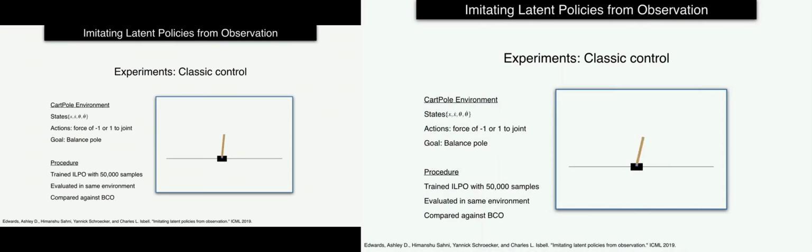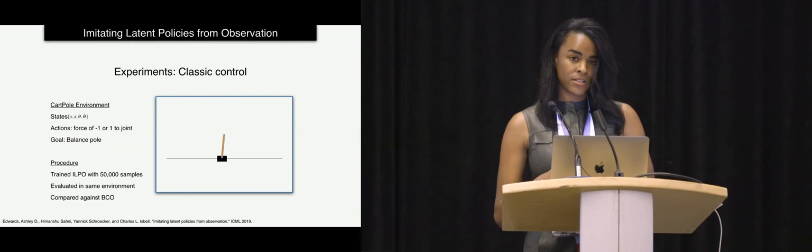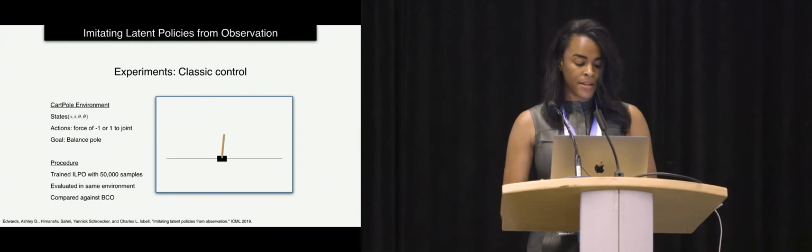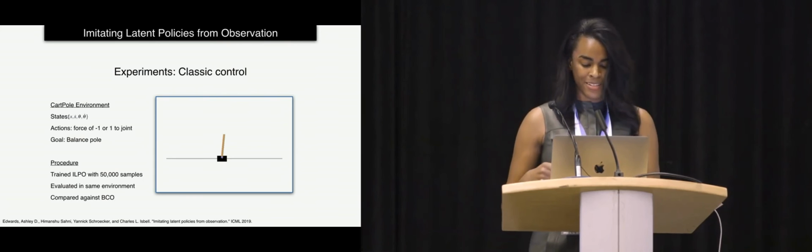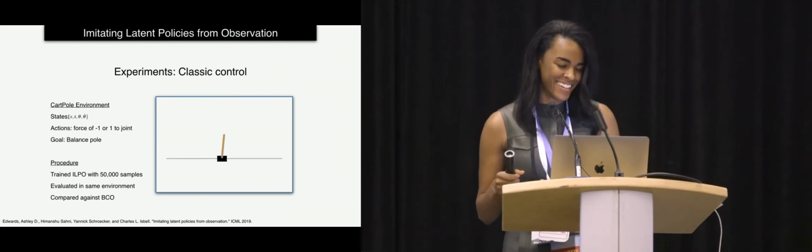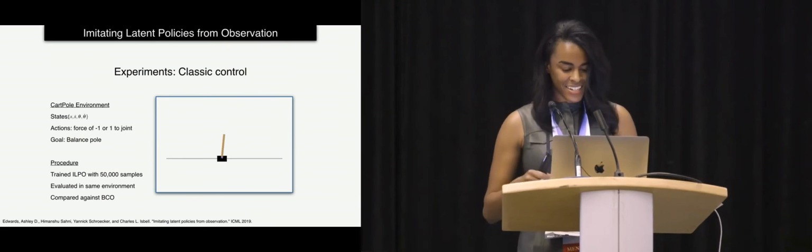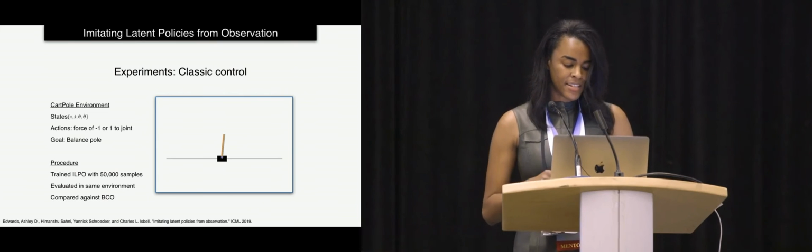All right, so we tried these out in a couple of different environments. The first one is a classic control environment. So this is cart pole, where an agent needs to learn to balance a pole. And we trained ILPO, so that's the acronym, I don't know if I've said it, imitating latent policies from observation, with 5,000 or 50,000 samples.